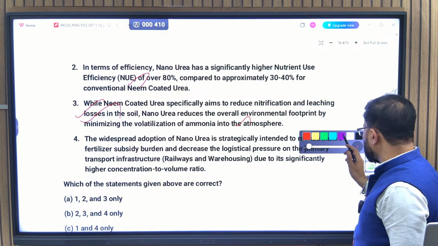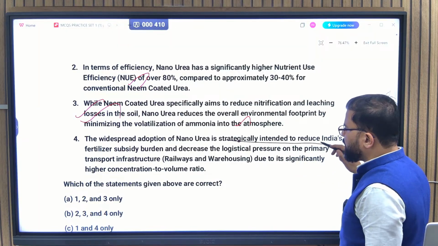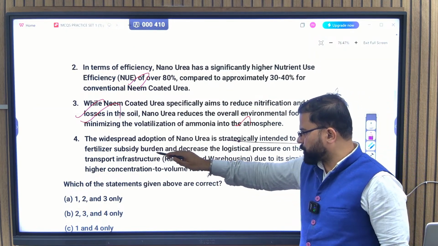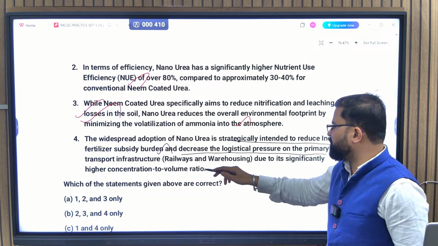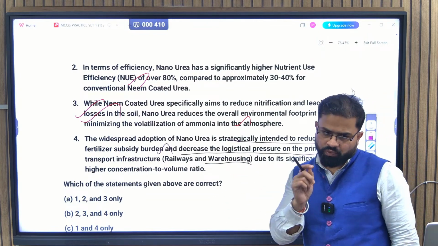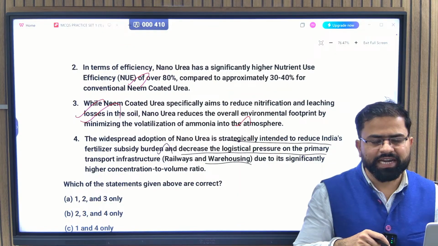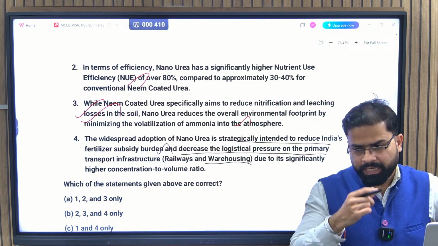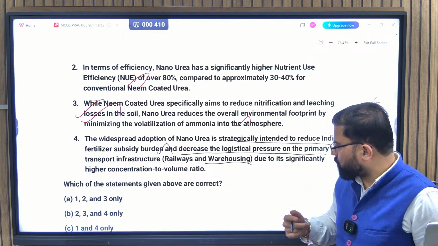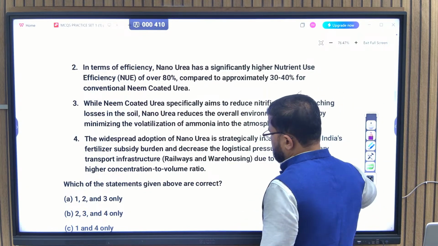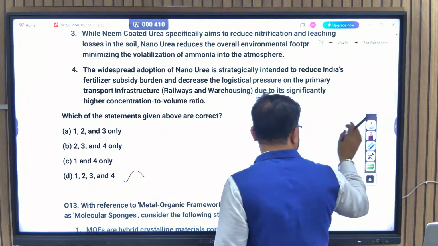Third statement: the widespread adoption of nano urea is strategically intended to reduce India's fertilizer subsidy burden and decrease the logistical pressure on the primary transport infrastructure, railway and warehousing. True, because you can see that one bag of urea, which contains 45 to 50 kg of urea, can be replaced with half a liter of nano urea. So all the statements are correct. Okay.